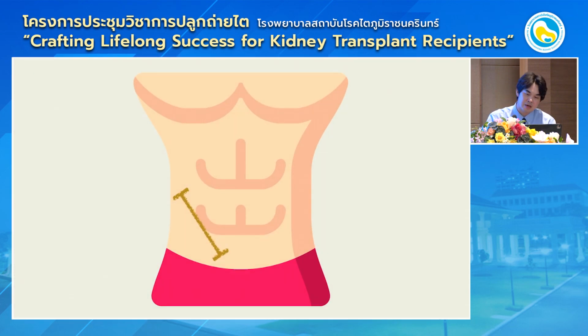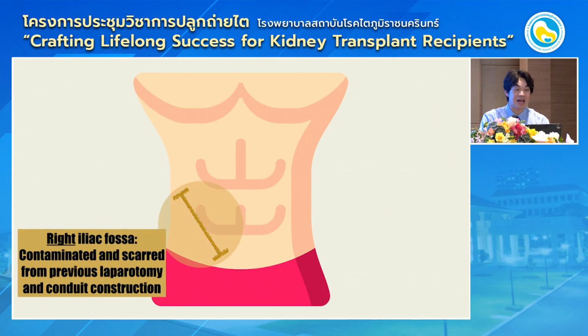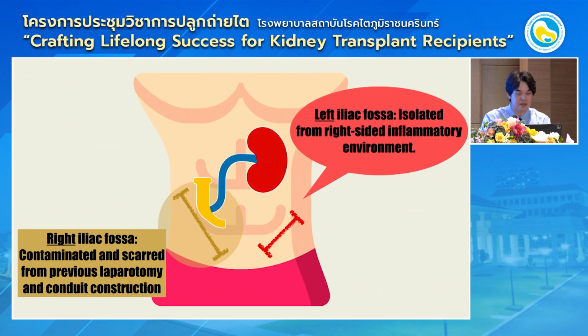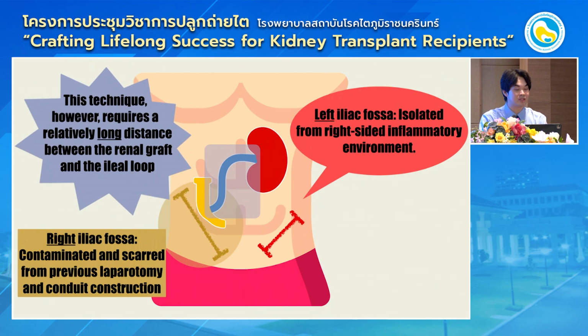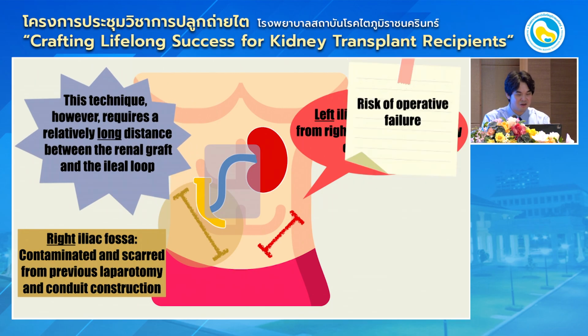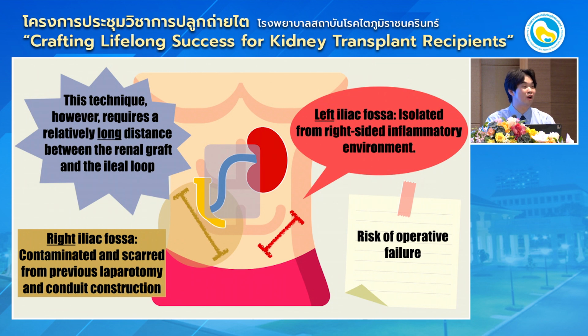In our salvage case, we had to pivot. Instead of the scarred side, we moved to the left iliac fossa. This area was isolated from the previous inflammatory environment, providing a safe haven. Choosing the left side isolates the graft from the hostile zone, but presents a longer distance to bridge to the ideal conduit. This longer path increases the risk of technical complications and operative failure.